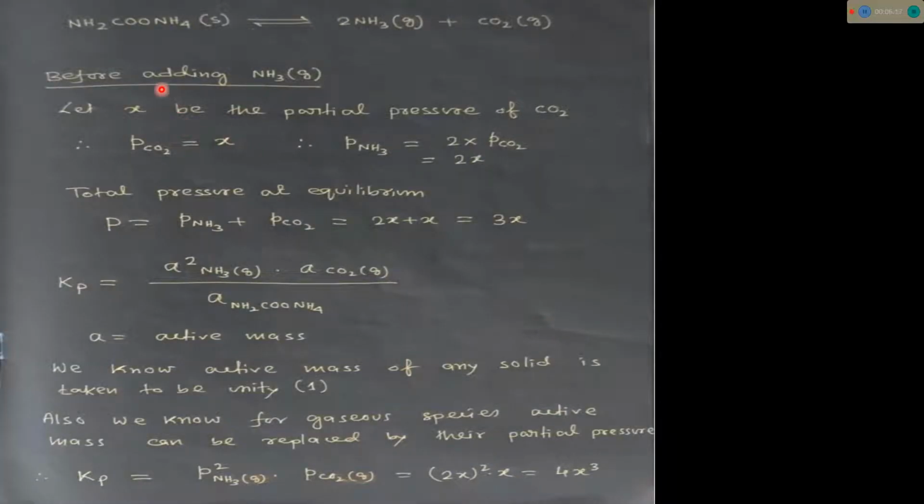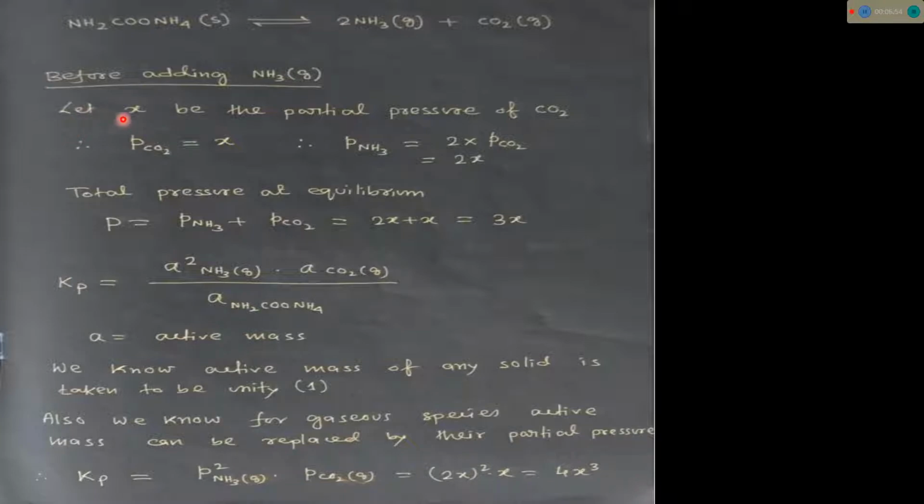So yeah, now I think it will be clear. So let's discuss. This is the equilibrium: solid and gaseous species. Before adding ammonia gas, we are considering this equilibrium. There is no addition of ammonia gas from outside. Now we are considering only this equilibrium.